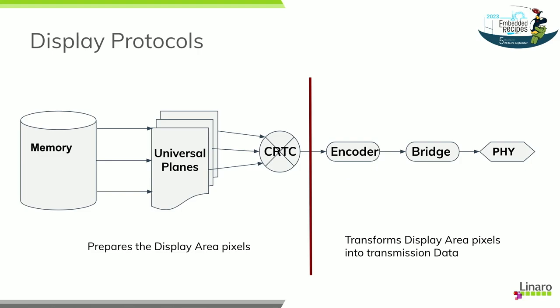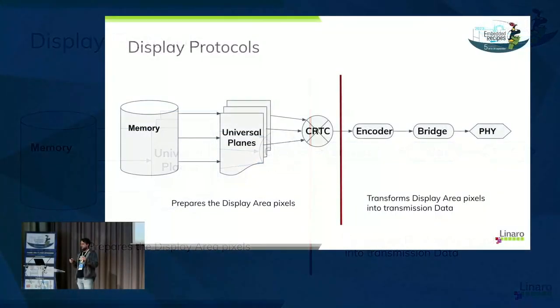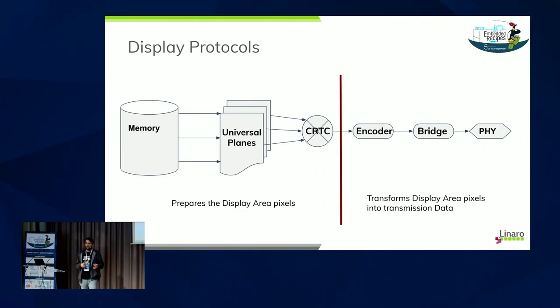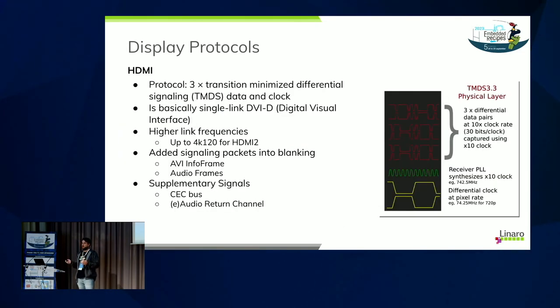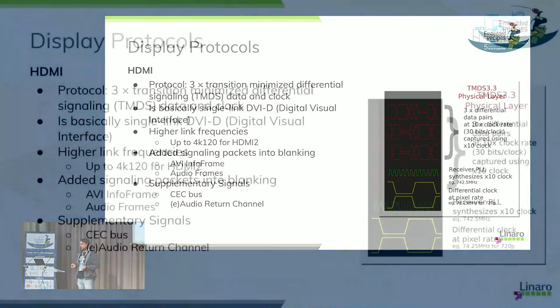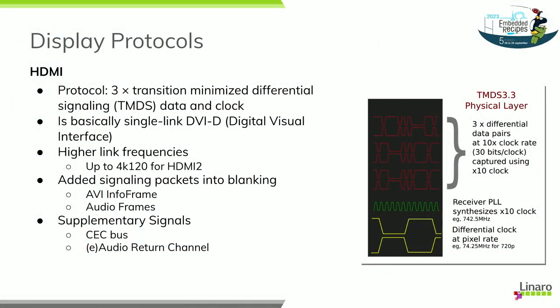So let's speak about display protocols, because everything which is before the encoder is not part of the display protocol. It prepares the pixels and they need to be transformed and sent onto the wires. So let's speak about the most common display protocol. The most common is HDMI today. HDMI is basically DVI, DVI digital. Do you remember the big cables with different pins, for only analog, only digital, or both, whatever, it was lame. And they had dual-link DVI because you couldn't put enough bandwidth on one link.